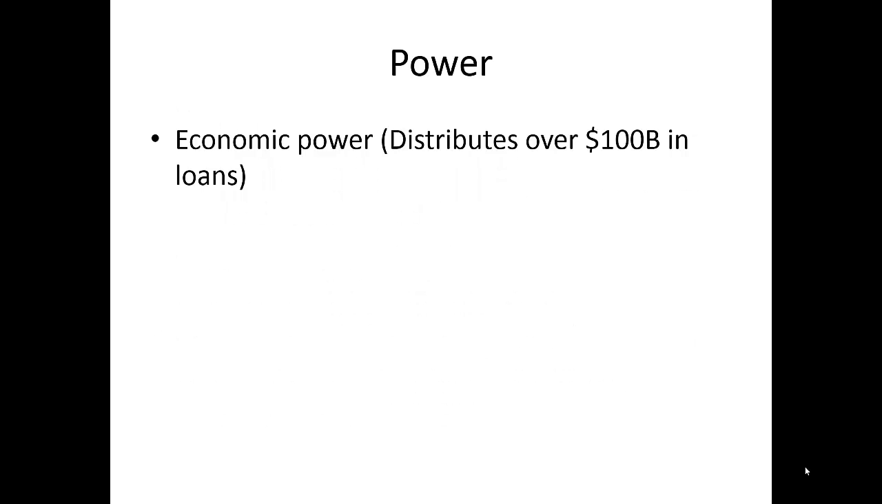It's power. As you guys said yesterday, it has cash. It distributes over 100 billion in loans. That's a lot of cash available to it to distribute to states. That gives it economic power. And in the situation we've just looked at, the Greece one, it has power to distribute loans to Greece. So it's in the optimum position in that relationship between Greece and the IMF.